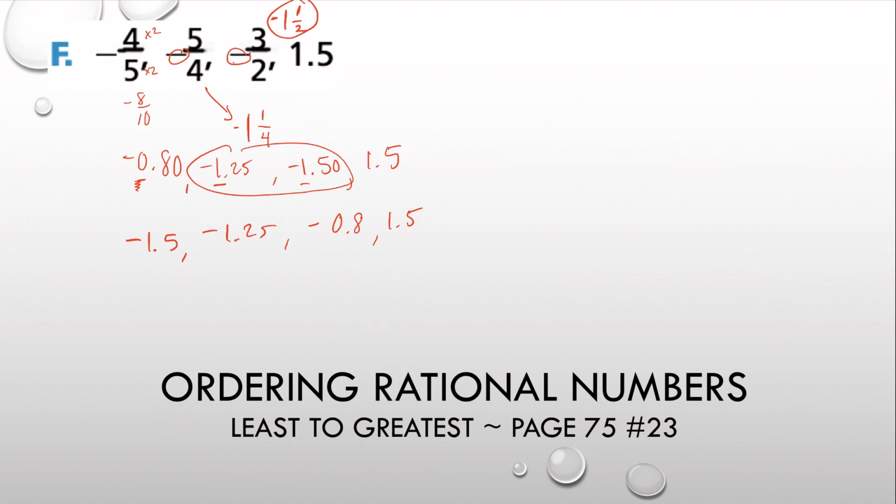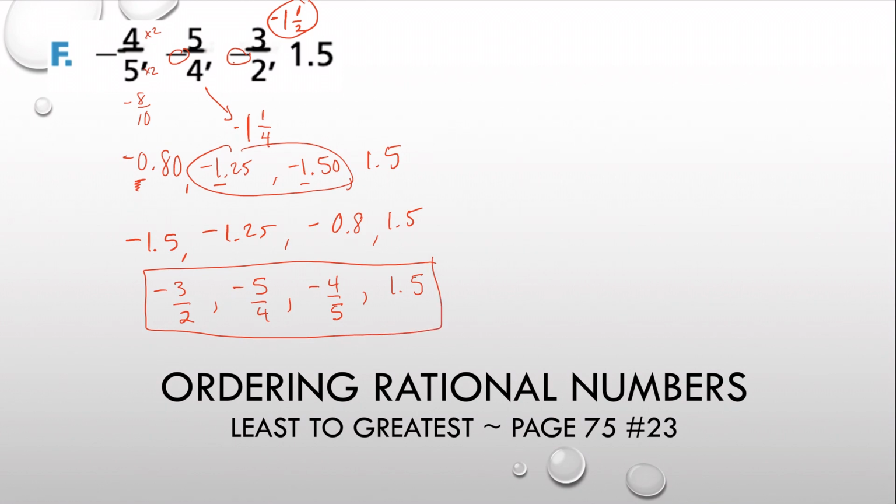And again, we have to go back to how the numbers were originally written. Negative 1.5, that came from the negative 3 halves. The negative 1.25, that came from the negative 5 fourths. Negative 0.8, that came from the negative 4 fifths. And then the last one was just 1 and 5/10. So this is the answer for letter F.